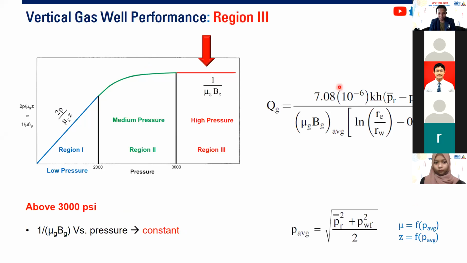And lastly, above 3000 psi, we can see that 1 divided by μ times B plotted against pressure is constant. So it's actually easier. The pseudo pressure can be approximated by just pressure. No need for pressure squared, no need to do pseudo pressure. You can actually use your pressure data. So if you are producing a well operating at or above 3000 psi, you can use this form.